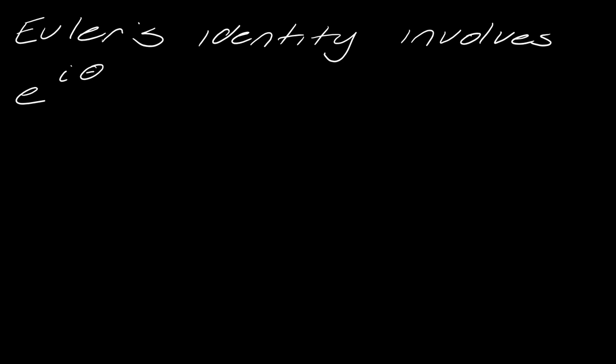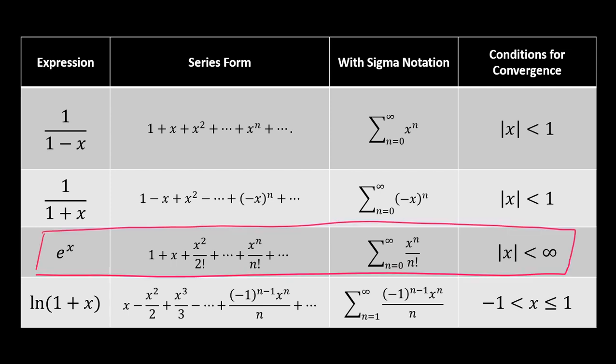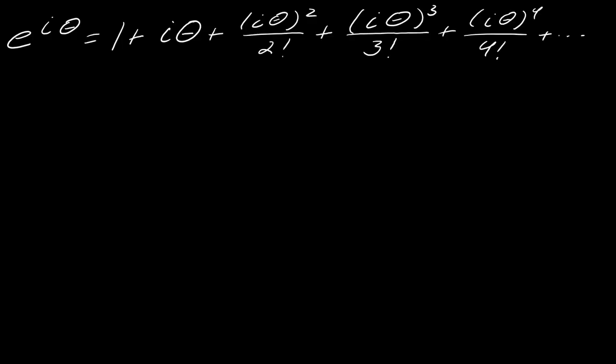And so e to the i theta, we can actually relate to a Taylor series. Specifically, here are some common Taylor series that you should know, ideally have memorized, and one of the really big ones to have memorized is e to the x. So e to the x is 1 plus x plus x squared over 2 factorial, and so on and so forth. What you can do to relate this to Euler's identity is, where you see an x, replace it with i theta. So all those x's are going to get replaced with an i theta. So I am just going to go ahead and expand that series.